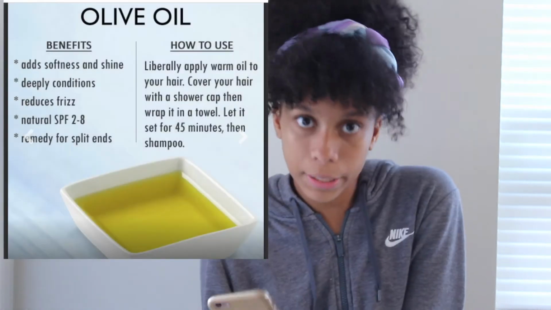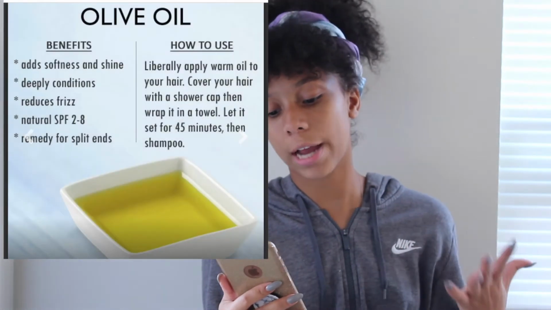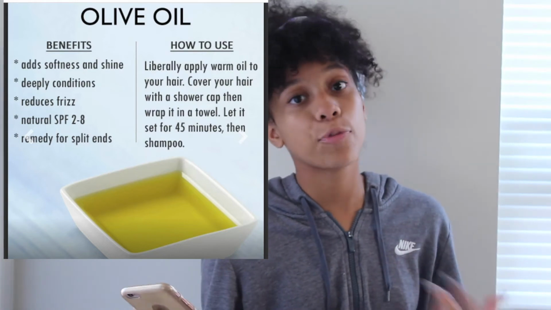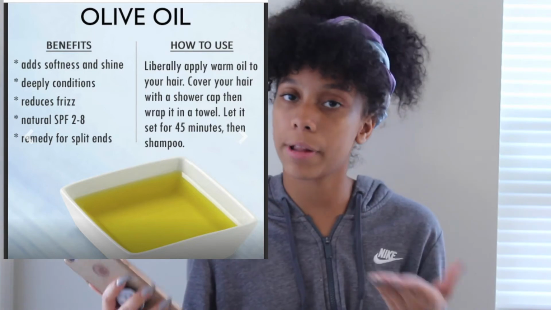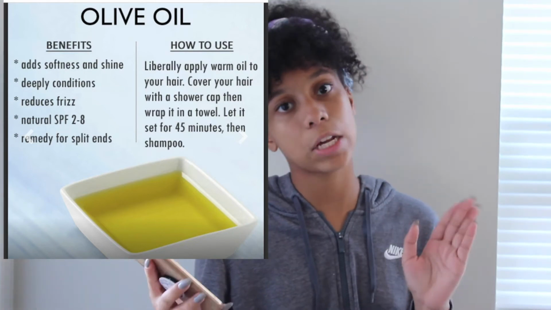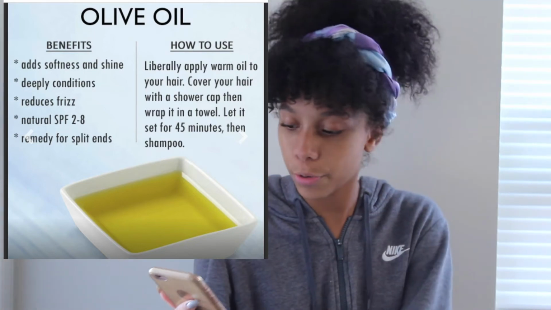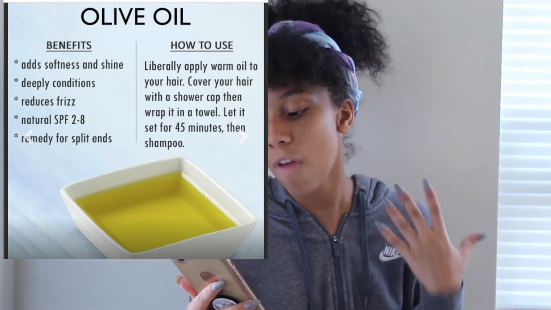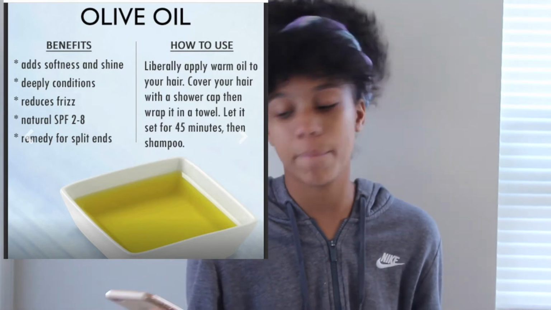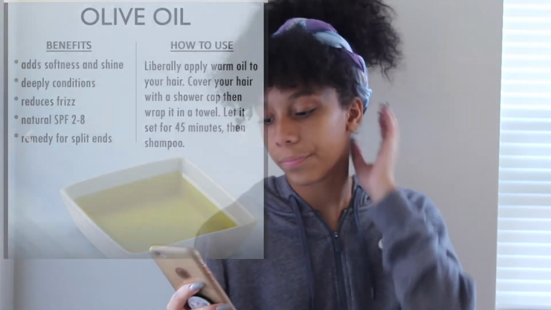Now, everyone has used this oil. I used it in one of my previous videos, and that is olive oil. So olive oil adds softness and shine, deeply conditions, reduces frizz, also has a natural SPF of 2 to 8, as well as the coconut oil, and it's a remedy for split ends. This one, you can apply warm oil to your hair, cover your hair with a cap, then wrap it with a towel and let it sit for 45 minutes, and then shampoo.